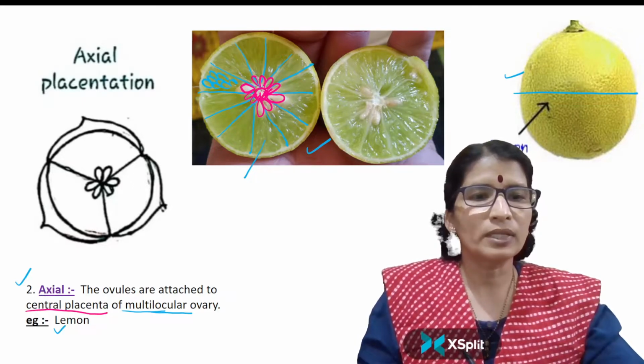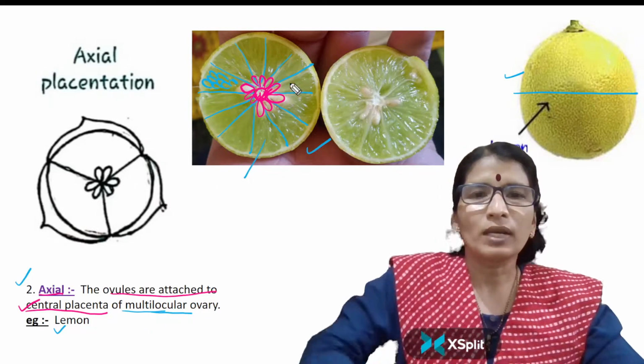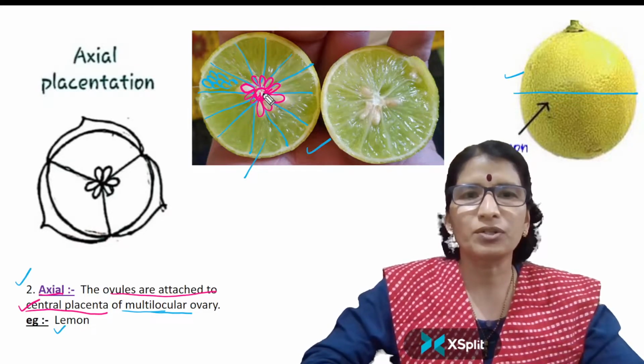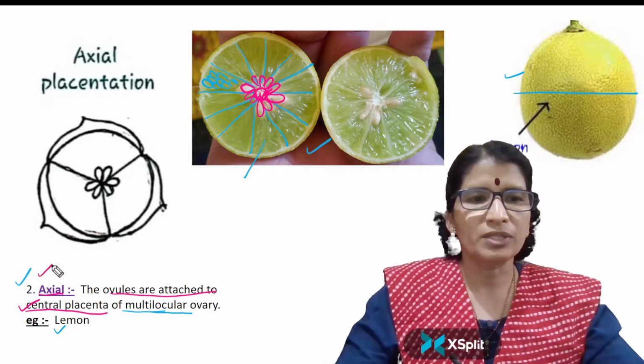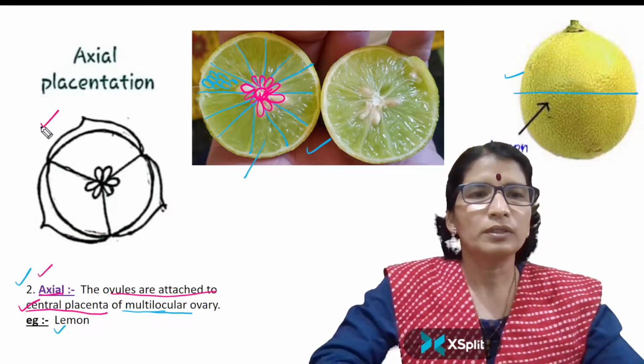So finally, what does axial placentation mean? The ovules are attached to the central placenta of a multilocular ovary. So in lemon, multilocules are present and a number of ovules are present at the central region. So this is about axial placentation. This is the simple diagrammatic representation. In the examination, you can draw this simple diagram.